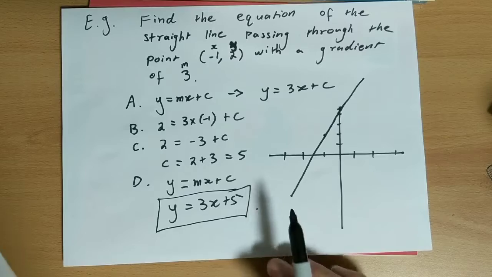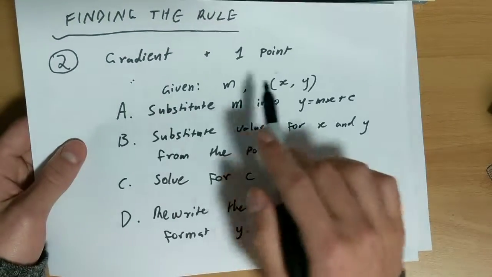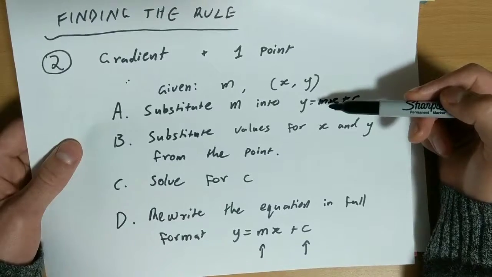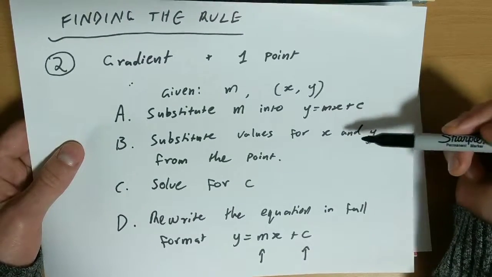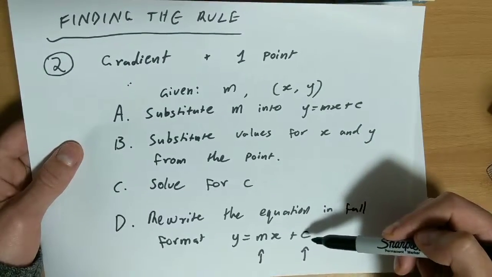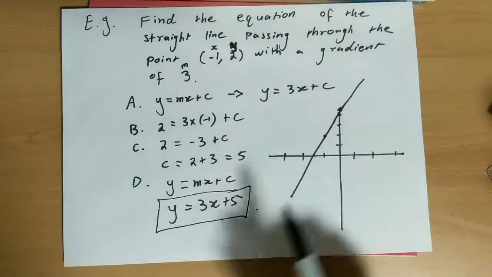Okay, so just to recap, if I'm given the gradient and 1 point, I'm going to go through these 4 steps, substituting m, then substituting my values of x and y to then solve for c, and then finally writing the equation out in full, just like we did over here.